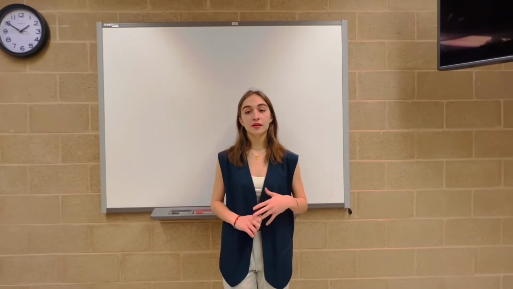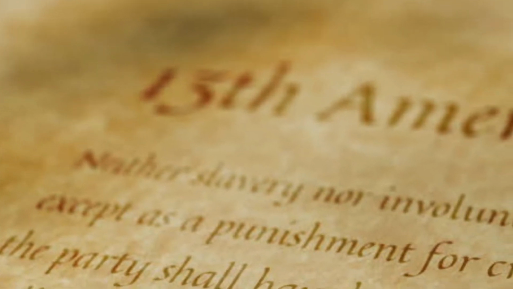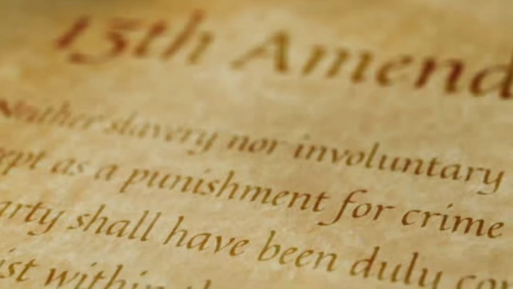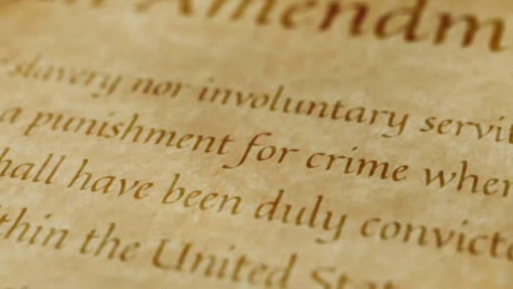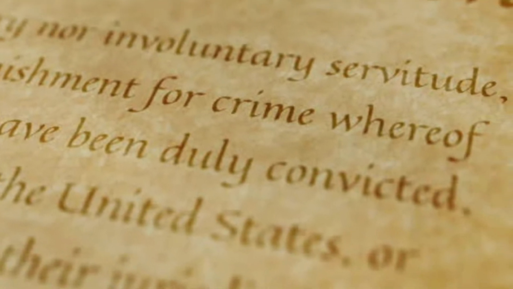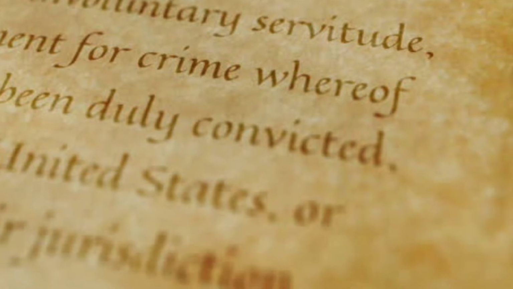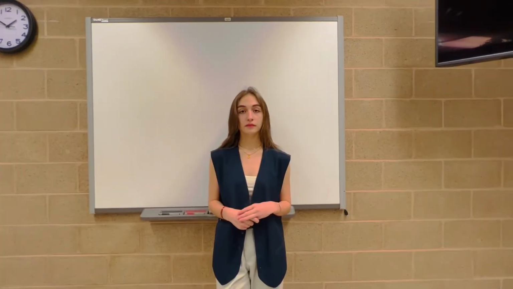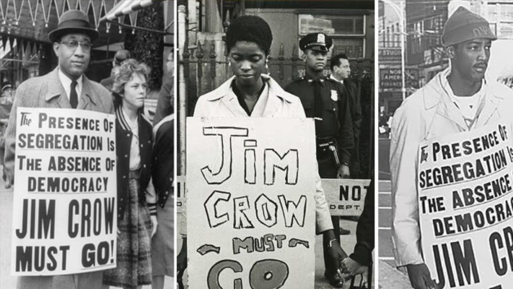At the end of the Civil War, the 13th Amendment was passed due to the ineffective Emancipation Proclamation. It stated, "Neither slavery nor involuntary servitude, except as a punishment for crime whereof the party shall have been duly convicted, shall exist within the United States or any place subject to their jurisdiction." So boom, slavery abolished and all is well, right? Well, no. Segregation and discrimination were still very common practices.